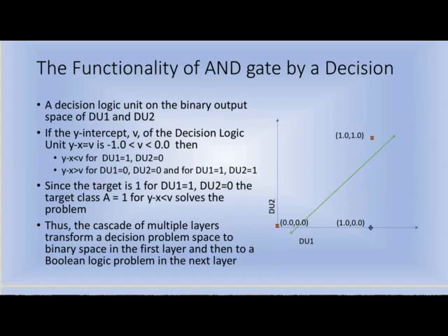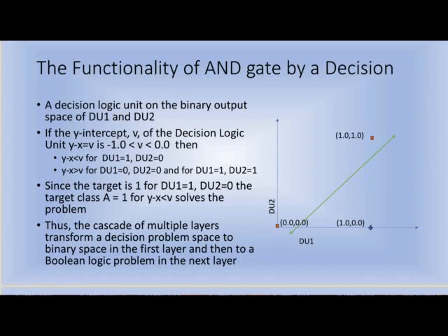Now with that understood, we can now see what happens for the different input values. And we can see that the problem is now a linearly separable problem. So this is equivalent to an OR logic problem.